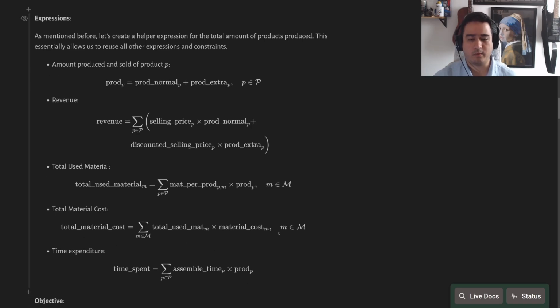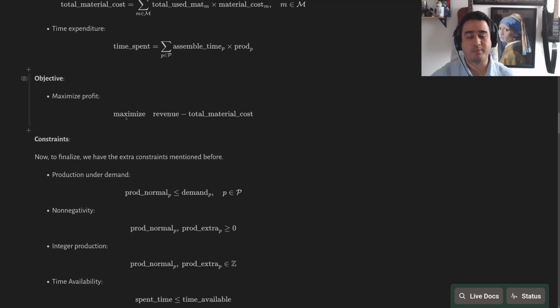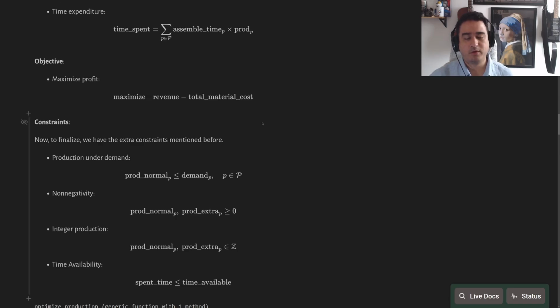The material cost doesn't use any product, but the time expenditure and the used materials use prod, the expression now. Same thing for the objective. We still want to maximize the revenue minus the material cost. The new constraints that we have are still kind of easy, though. So the production under demand, which is prod normal, must be limited by the demand of P. So again, this is a single variable being limited. It's very easy to write constraint.